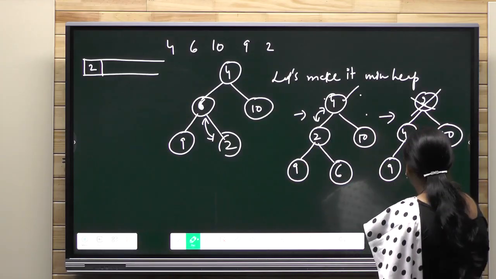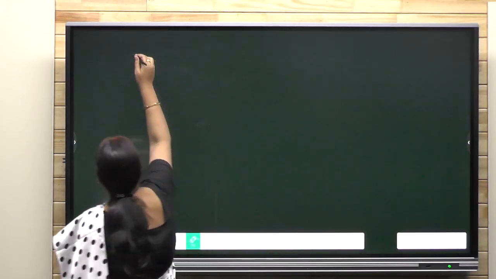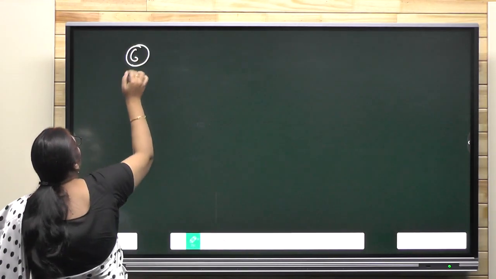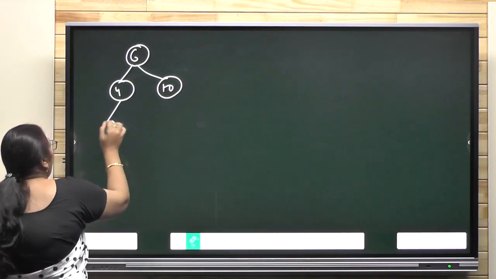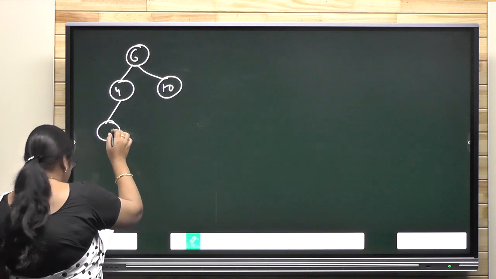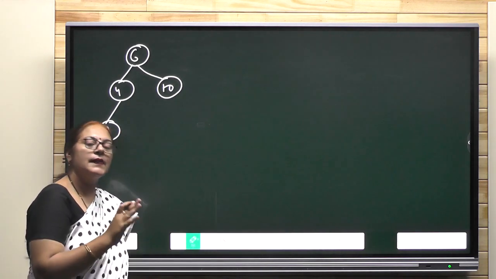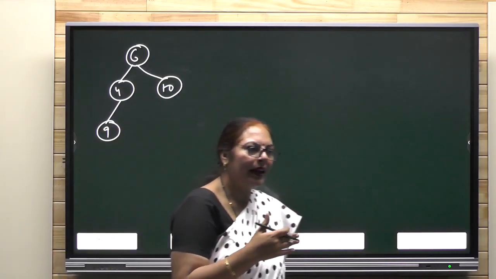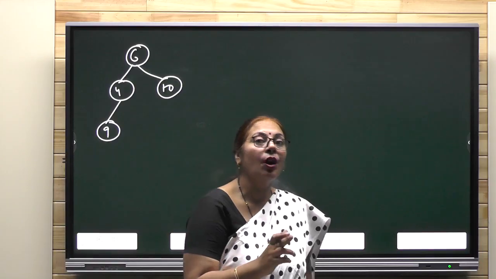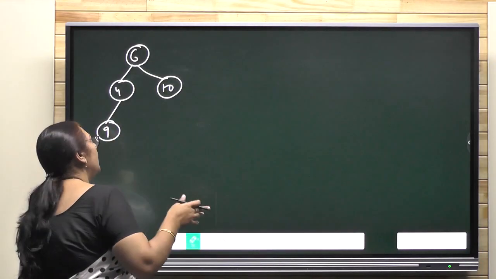So how will the tree look now? 2 was deleted, 6 takes the position. Here it was 4, here it was 10 and here it was 9. This is now the position of the nodes when the root is deleted, but it is not a min heap. So you have to build the min heap.